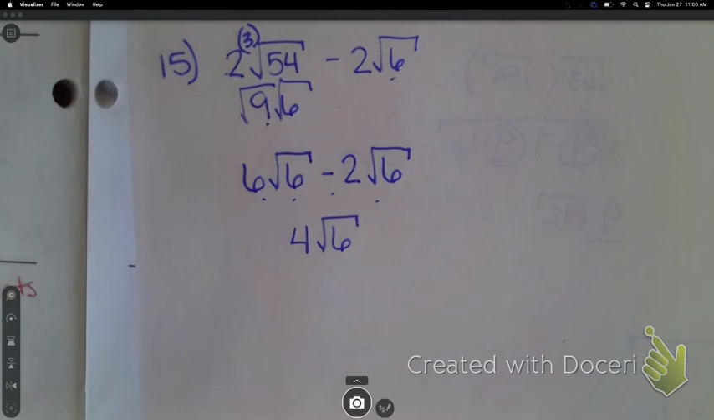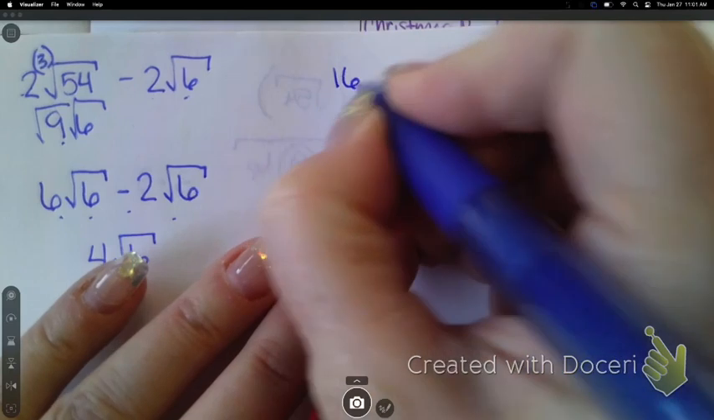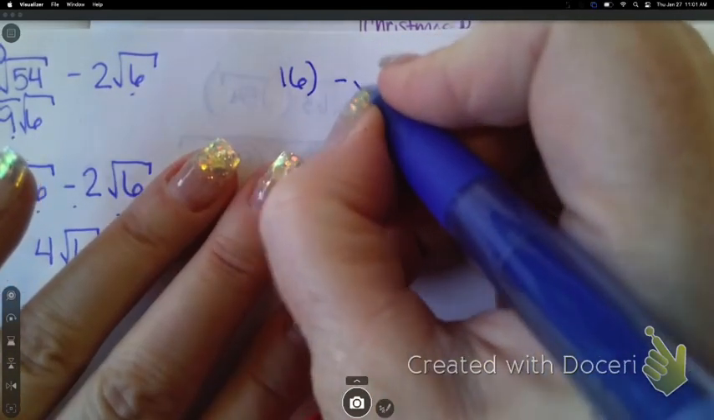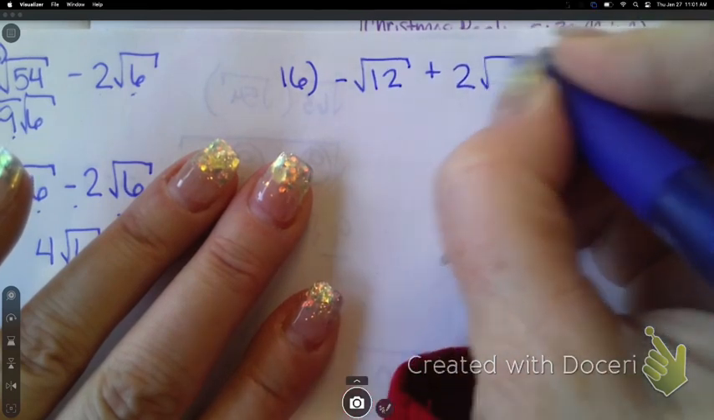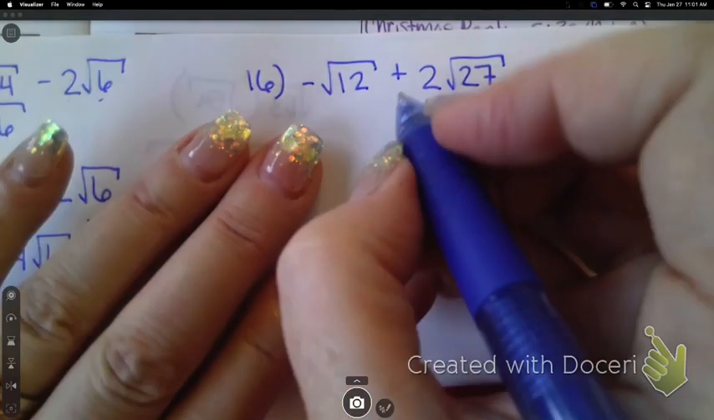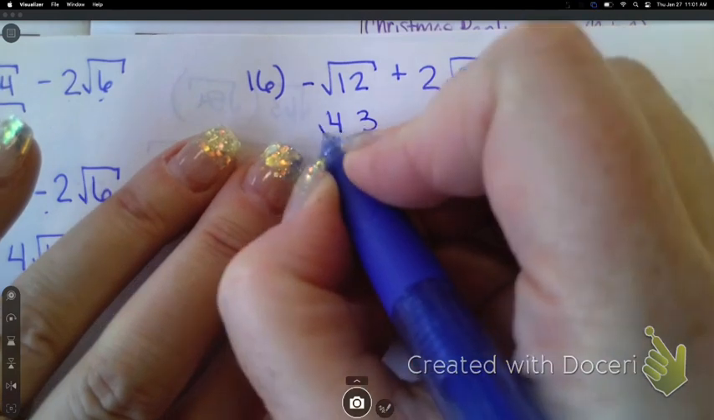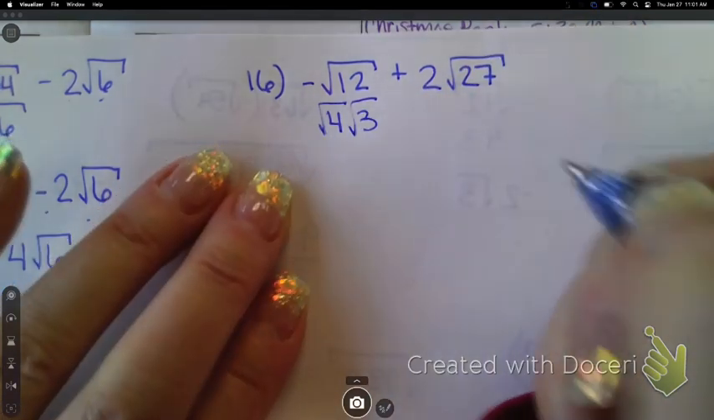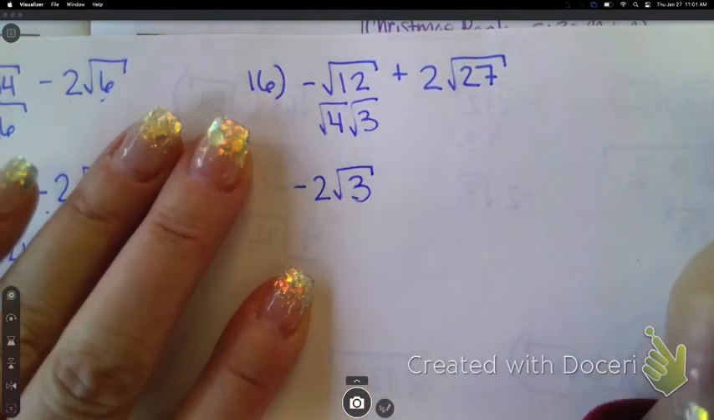Can we go to the next page, or do we have another one on that page? I actually understood. That was 16? Yeah. Okay. So 16 is negative 12, square root of 12, plus 2 square root of 27. So 12 is what? 4 and 3. So the square root of 4 is 2. So it's going to be negative 2 square root of 3. Did you have that?